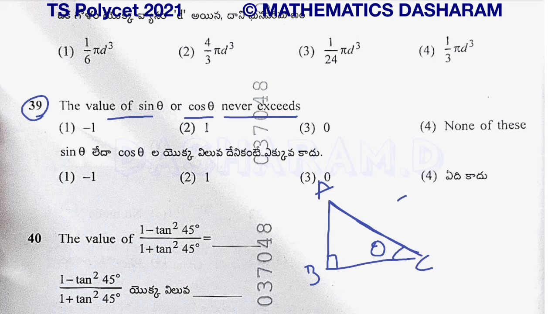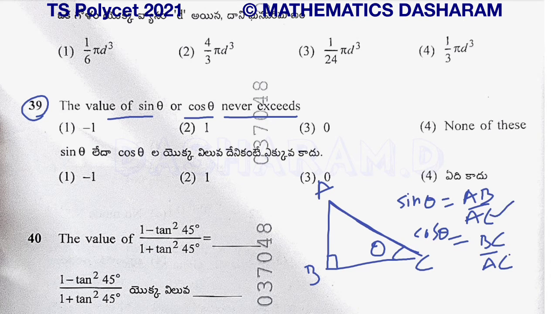Now the sin theta formula is what? Sin theta equals theta's opposite side AB by hypotenuse AC. Cos theta formula: theta's adjacent side BC by hypotenuse. Once you observe both fractions, in the two fractions the denominator is AC. So AC is the greatest one. I already said it is the hypotenuse. When the denominator is greater than the numerator, definitely you will get an answer less than 1 only.